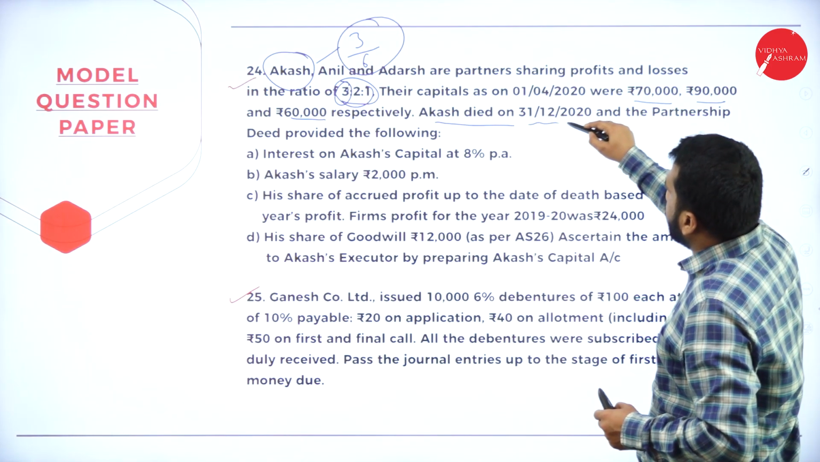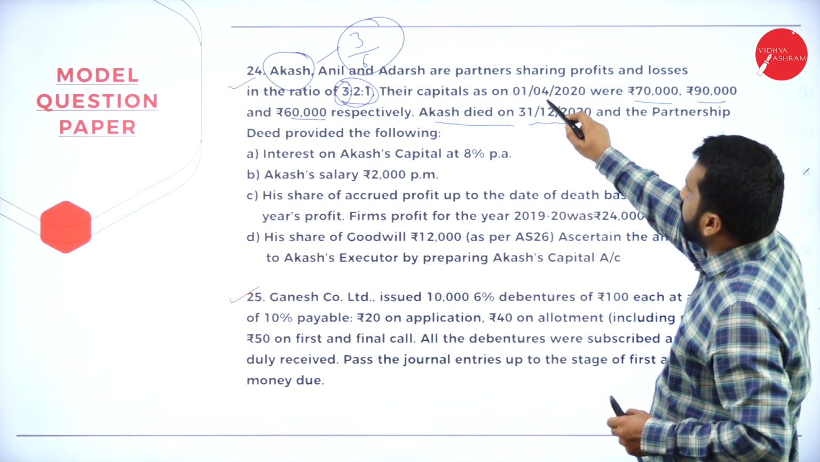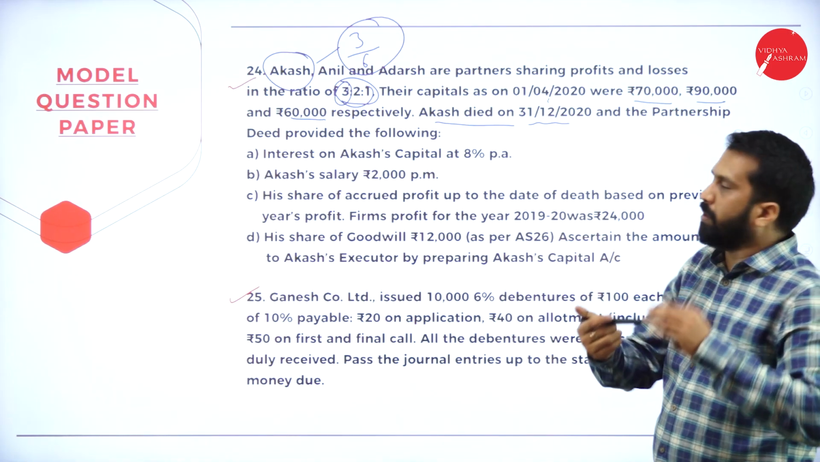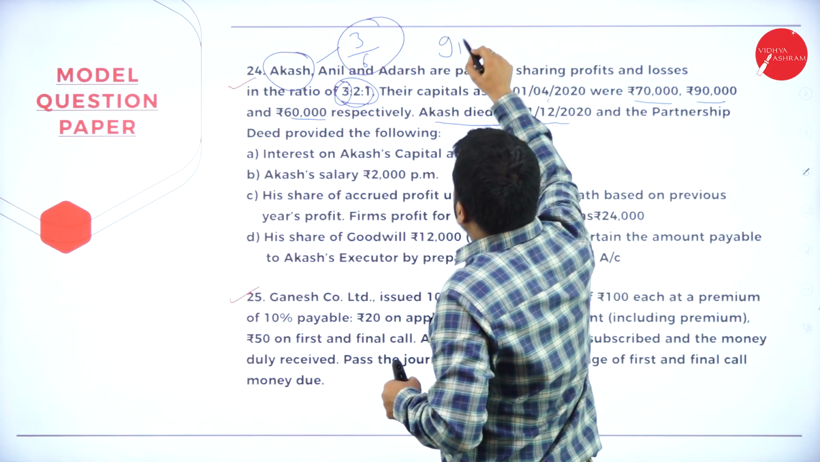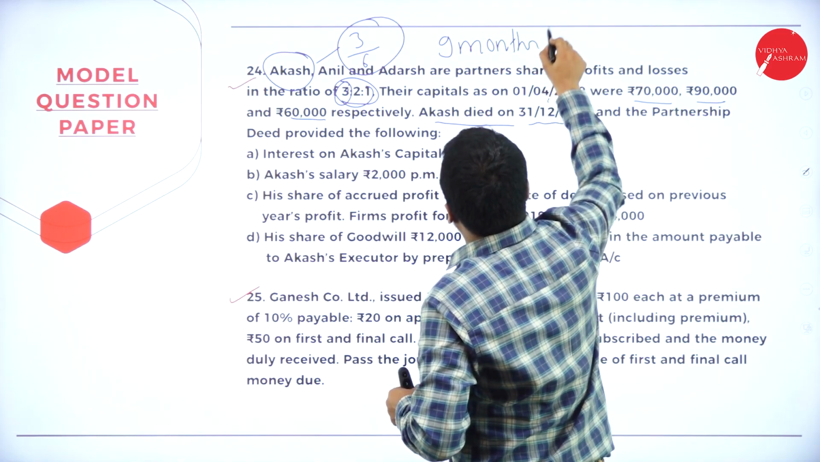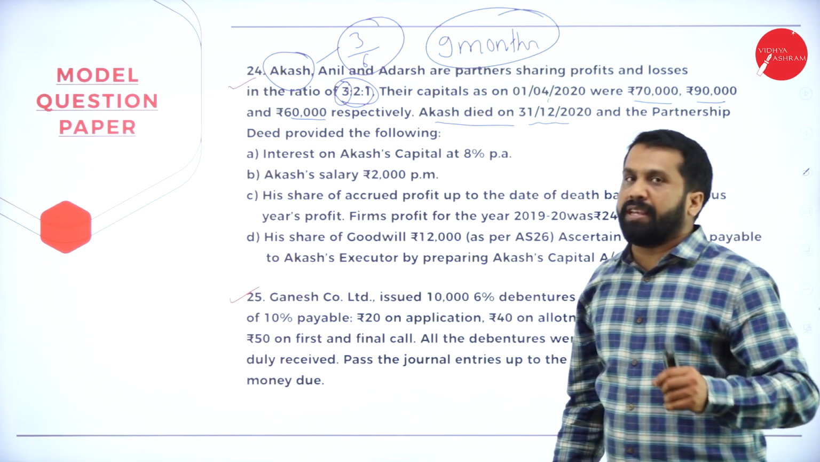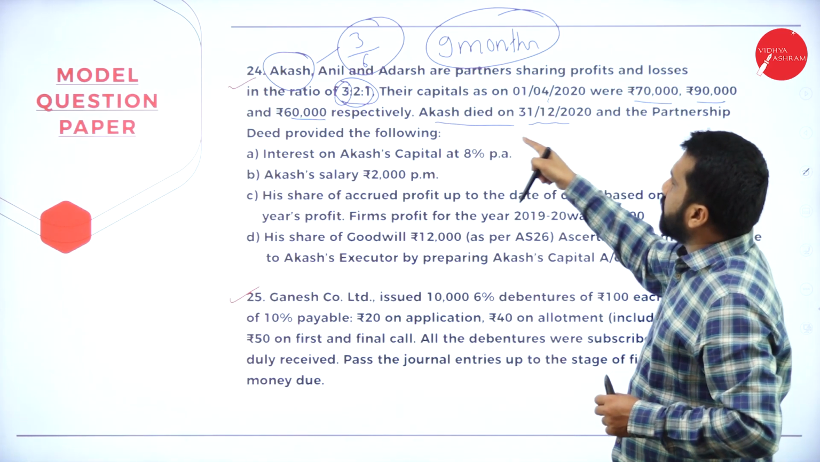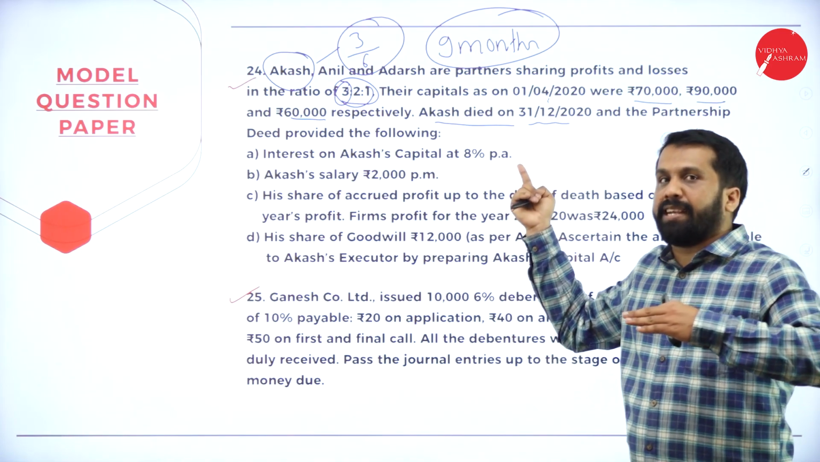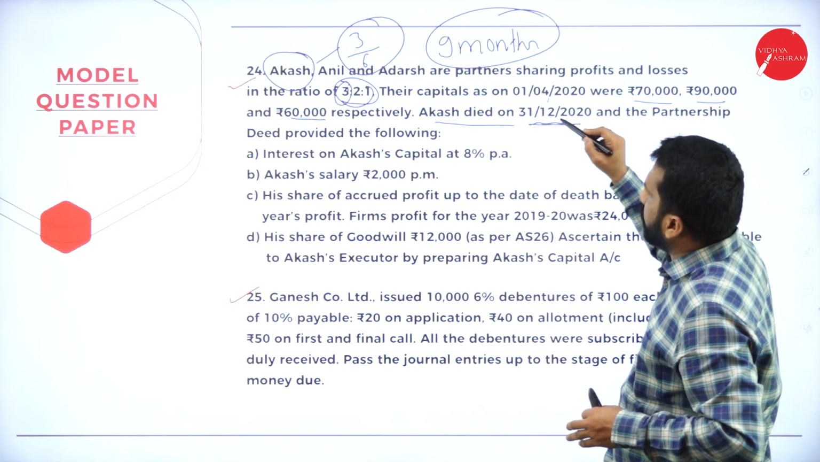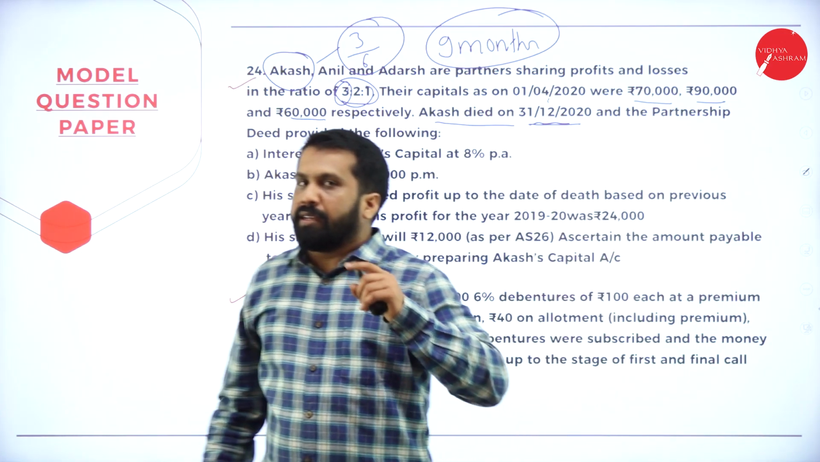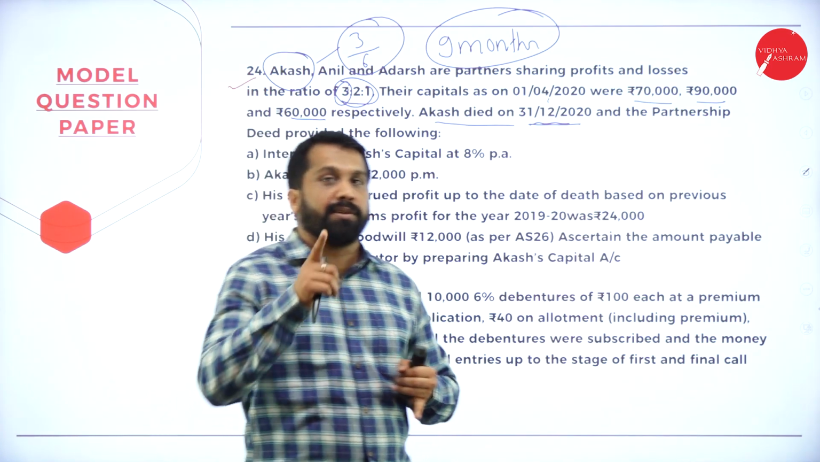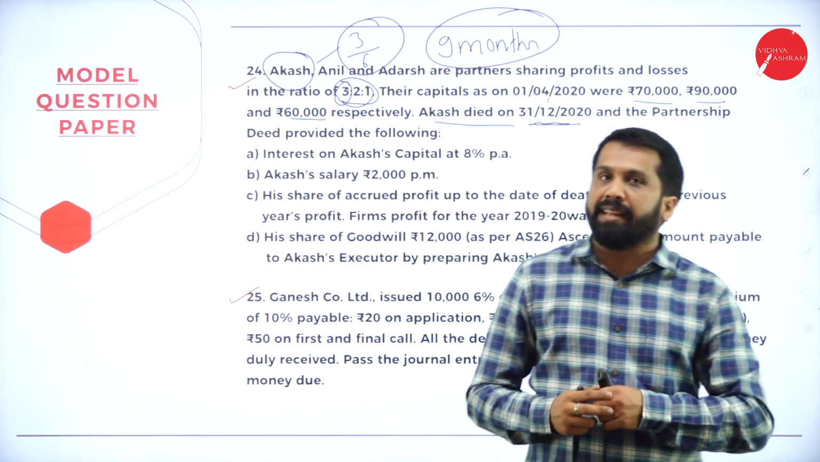And he died on 31st December. Year begins on when? April. April, May, June, July, August, September, October, November, December. He was alive for 9 months. These are the two major things we need. What is Akash's ratio? 3 by 6. How many months was he alive? From April till his date of death, 31st December. And one more thing in your PU board, the partners always die when? End of the month or beginning of the month, so that it will be easy for you to calculate.